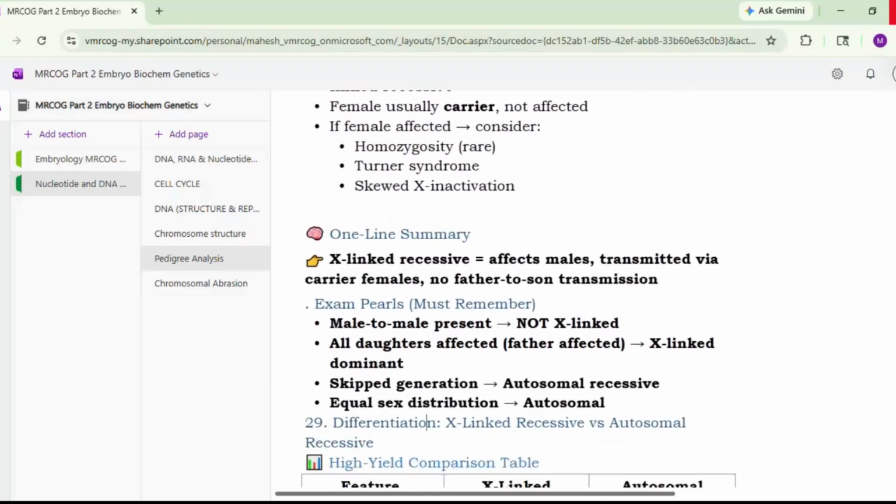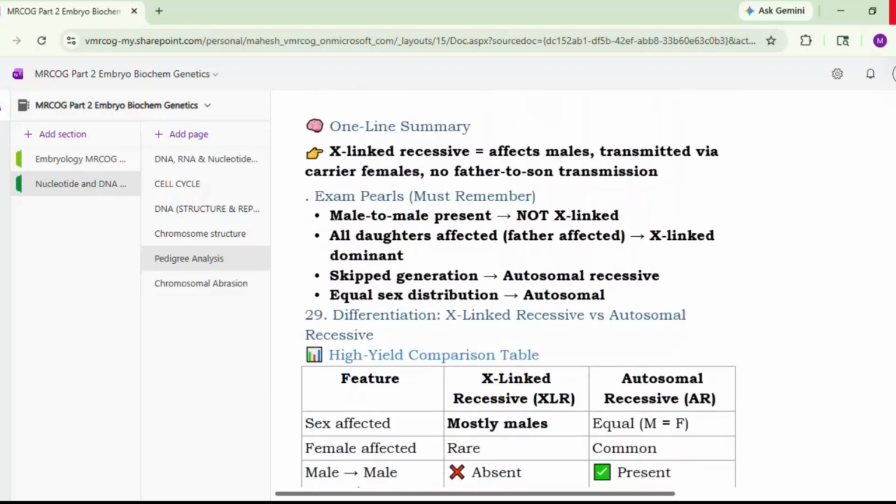One line summary: X-linked recessive affects males, transmitted via a carrier female, with no father-to-son transmission. If male-to-male transmission is present, then it is not X-linked. If all daughters are affected and the father is affected, that is X-linked dominant. Skipping of the generation suggests autosomal recessive, and sometimes X-linked recessive also. Equal sex distribution means it is an autosomal disease, either dominant or recessive.